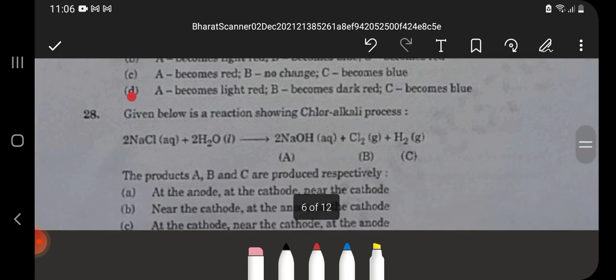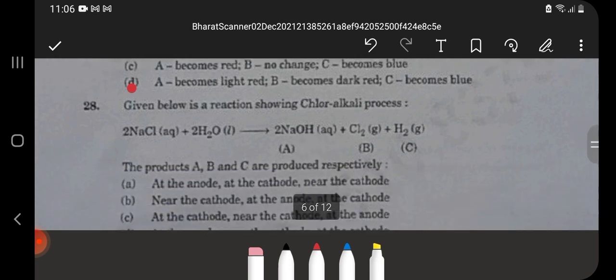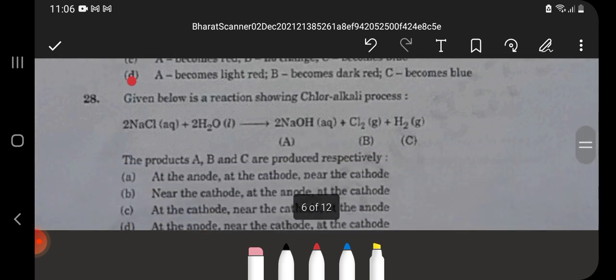28th question. Given below is a reaction showing Kohler alkali process. NaCl plus H2O gives NaOH plus Cl2 plus H2. 28th answer is B. Near the cathode, at the anode, at the cathode.